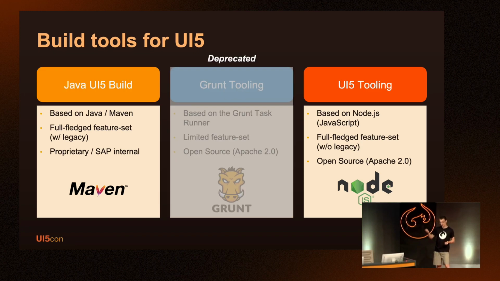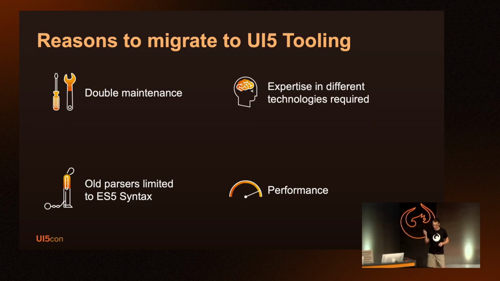So actually, the Grunt tooling we deprecated earlier this year. So this is out of the picture now, which leaves us with these two big tools, the Java UI5 build and UI5 tooling. Which moves up to the question why we wanted to migrate.